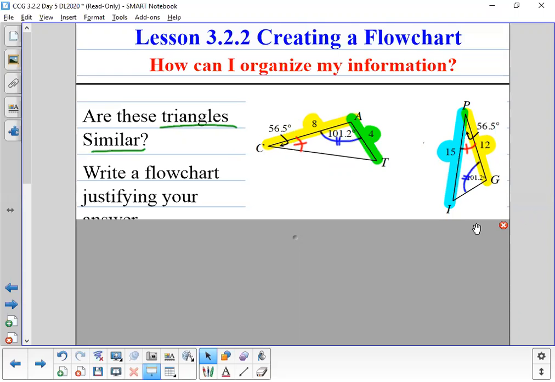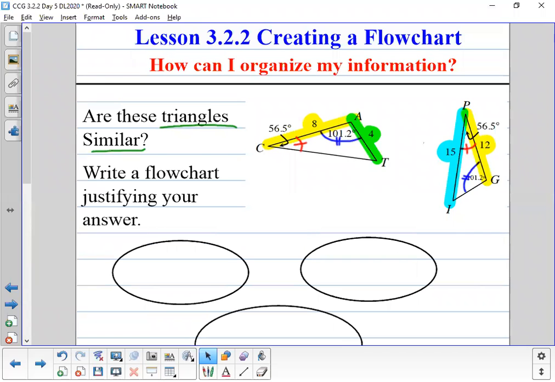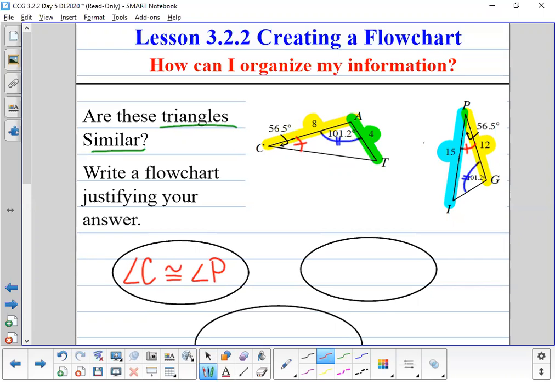Okay, so now I'm going to write my flowchart. Since I'm using angle-angle similarity, I'm going to need to have two fact bubbles, one for each pair of angles. So I am going to write this out. Looking at the red marked angles, I'm going to say angle C is congruent to angle P. And that is how I would write that fact out. You don't need to write down what the angle measures are or anything like that. You're just going to write that angle C is congruent to angle P.